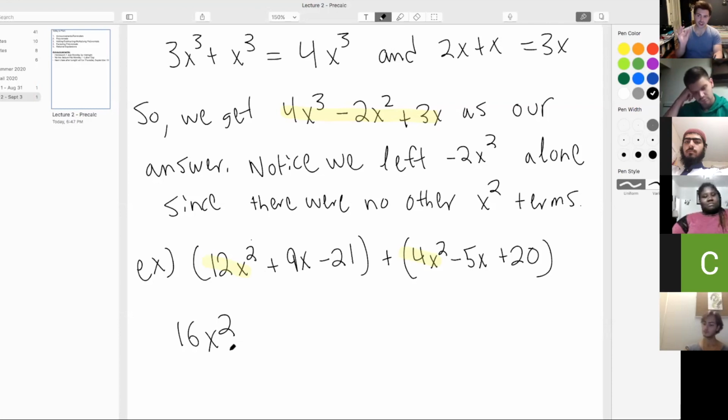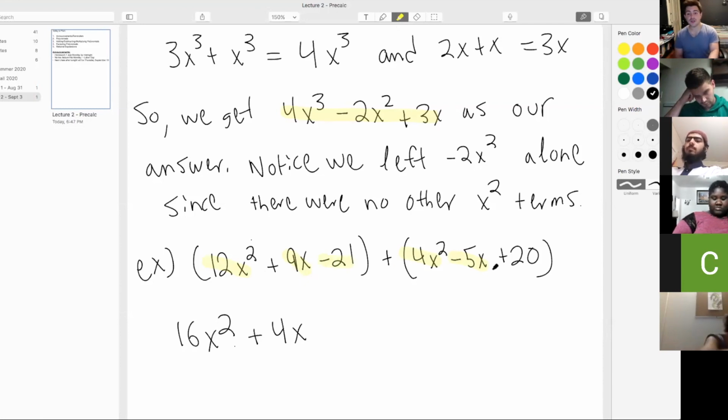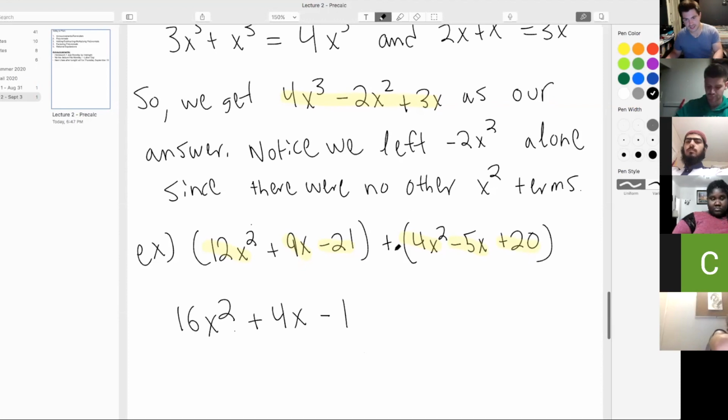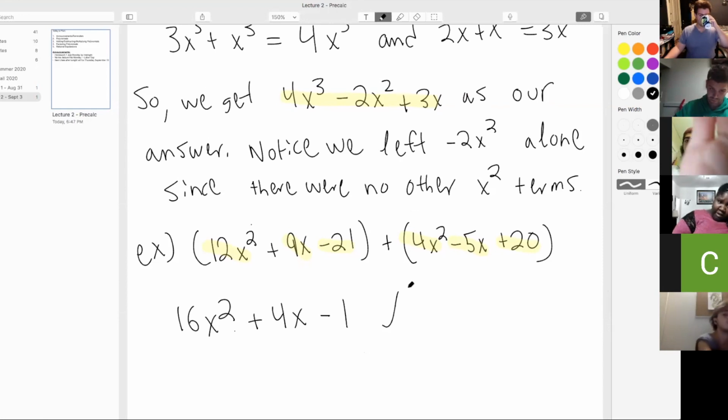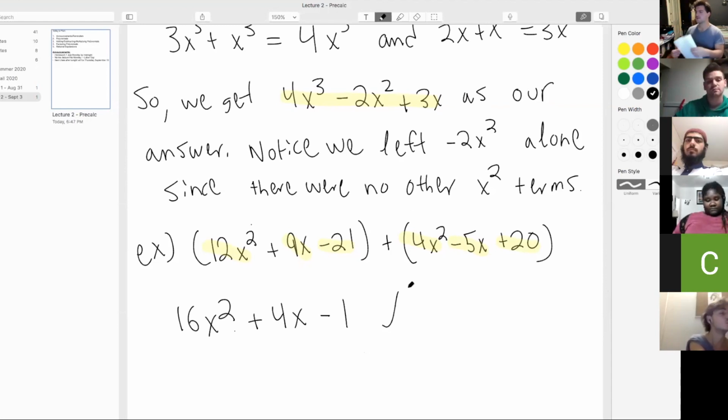How about our x terms? We just took care of the x squared terms. Now let's take care of the x terms. Good, 9x minus 5x, that will be plus 4x. And now we just take care of the constant terms, negative 21 plus 20, which is just minus 1. So that's the answer. I hope everyone sees how I'm getting this, just adding together terms with the same exponent.